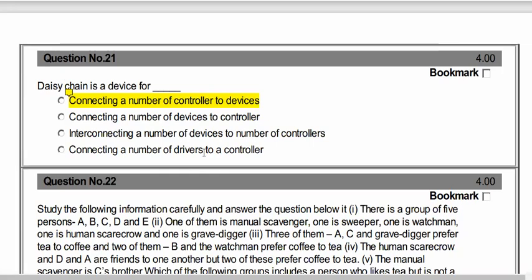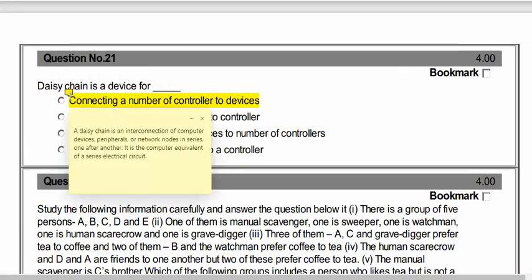21. Daisy chain is a device for dash. Option A is right. Connecting a number of controllers to a device. A daisy chain is an interconnection of computer devices, peripherals, or network nodes in series, one after another. It is the computer equivalent of a series electrical circuit.